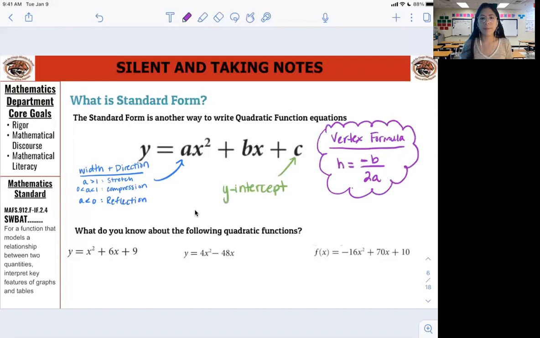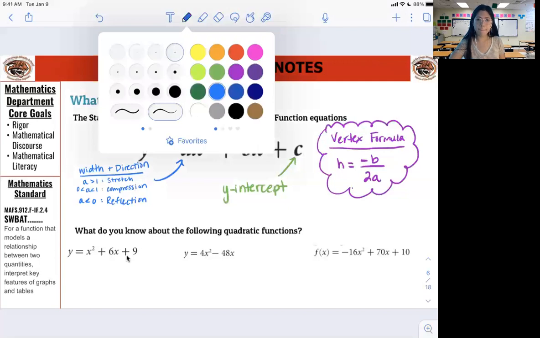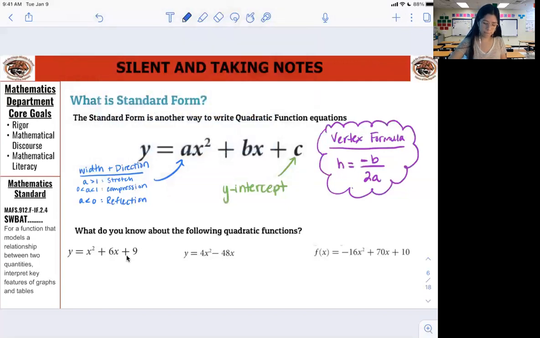Awesome. Okay, so now looking at these three examples, I just want to know the y-intercept and the width and direction. So we're not going to use the vertex formula yet. I just want to know what I see. So number one, what do we see? What do I know just by looking? We know that it is stretched. Is it?